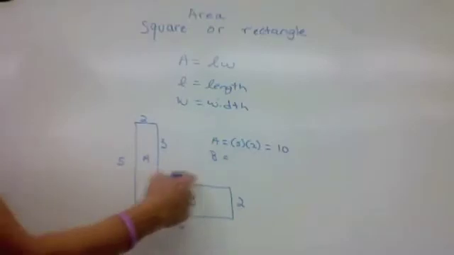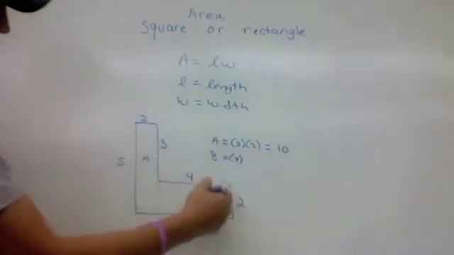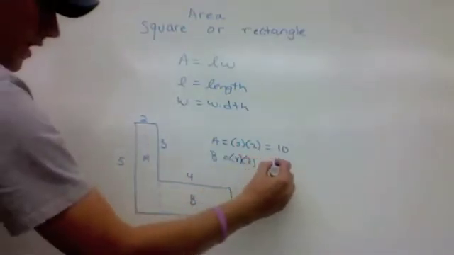Or no, excuse me, this is 4. 6 is for the total length, so you have to look at here from this side to this side is 4. So we're going to say it's 4. Our width is 2 again. 4 times 2 is 8.